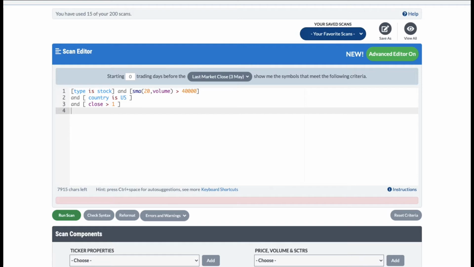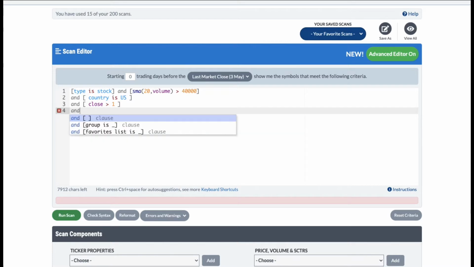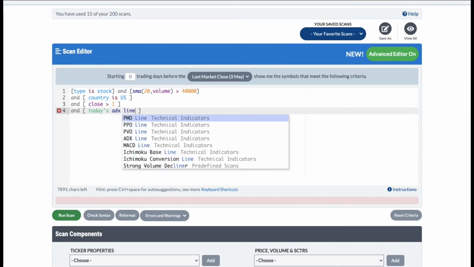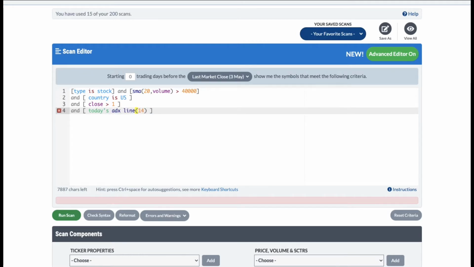But the first thing we want to do is set up that ADX line. As a general rule of thumb, 30 is pretty strong. So we're going to set up that we want today's ADX line, and the default for that is 14, to be greater than 30.